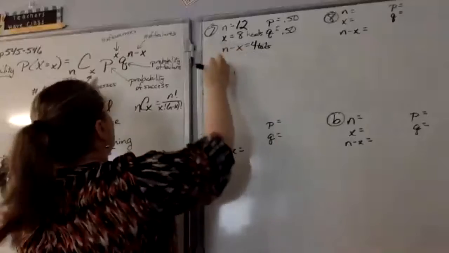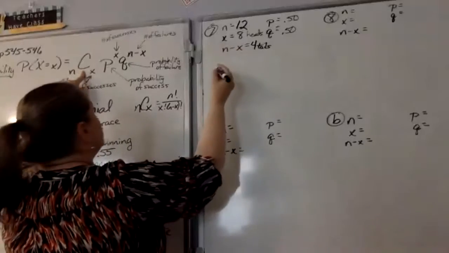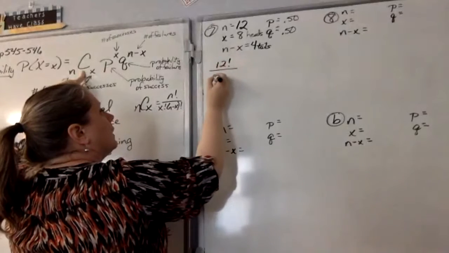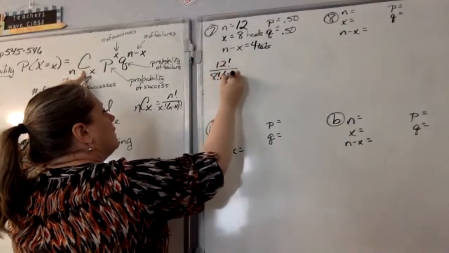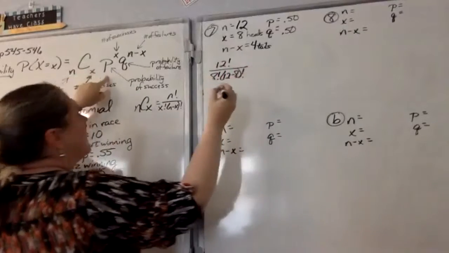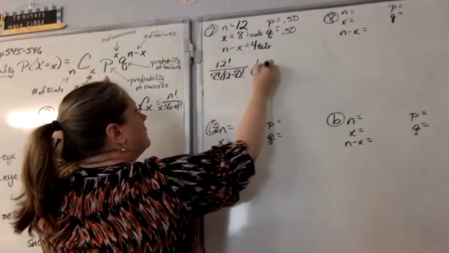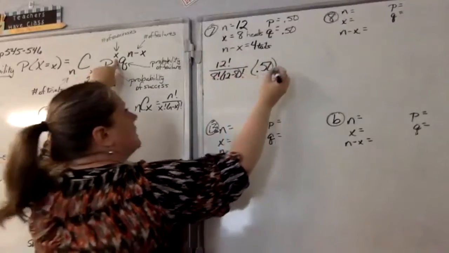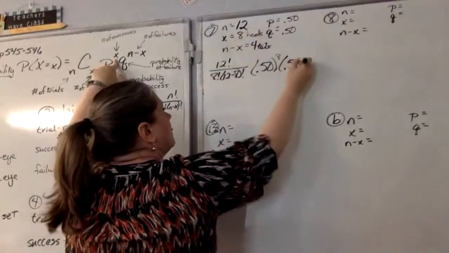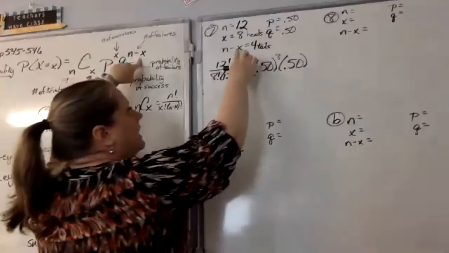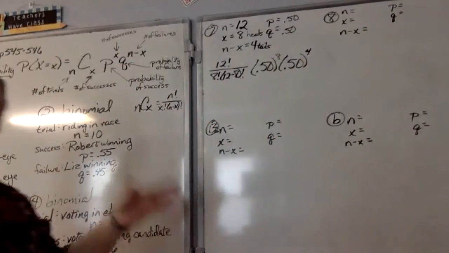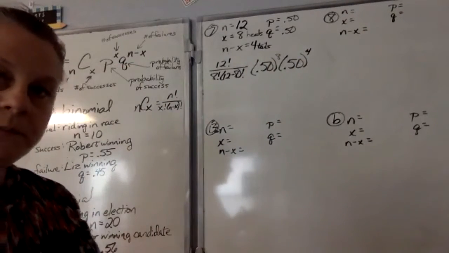So I'm going to have my combination part first, which is 12 choose 8, or 12 factorial over 8 factorial times 12 minus 8 factorial. And then I'm going to have my probability P raised to the x power, which was 8, and my probability Q raised to the n minus x power, which was 4. So that's all the stuff that we have to multiply together and work out.